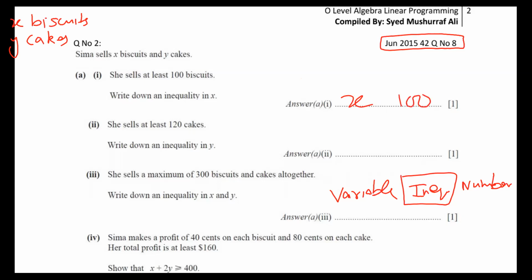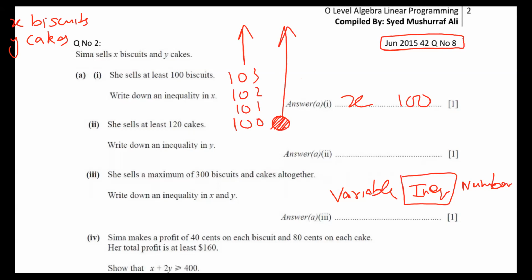Now, what is the at least word? At least, for example, 100, 101, 102, 103, onward. It means 100 and above. It means this circle we have to fill, and filling means equal. So how to write it? X is bigger than. This is the right way.